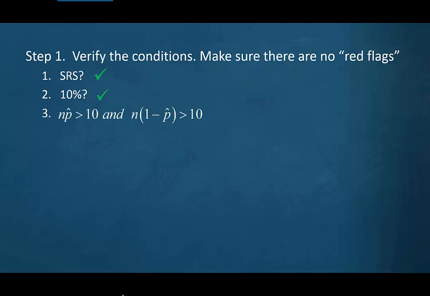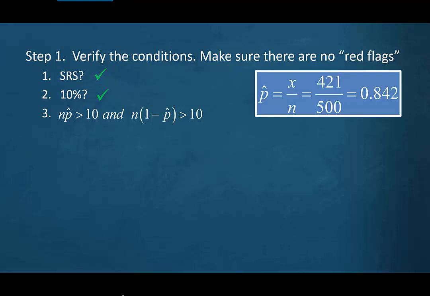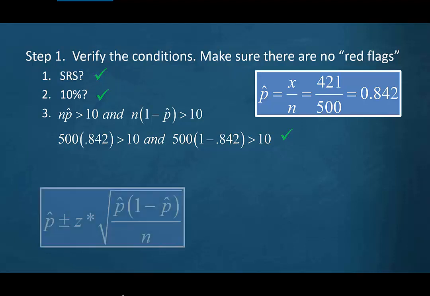And number 3, the large count condition. It's good, particularly in the AP, that you say these conditions are met and that you show this calculation. And if you're not taking the AP, it's still good that you show this on your page. So recall, to meet this large count condition, let's look at our sample proportion. 421 over 500 was 0.842. We plug 0.842 in and the n, and both of these check out. 500 times 0.842 is bigger than 10, and 500 times 1 minus 0.842 is bigger than 10. So now that these conditions are satisfied, we can use our confidence interval formula with z star equal to 1.96.